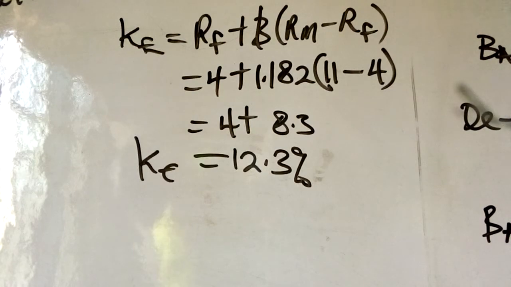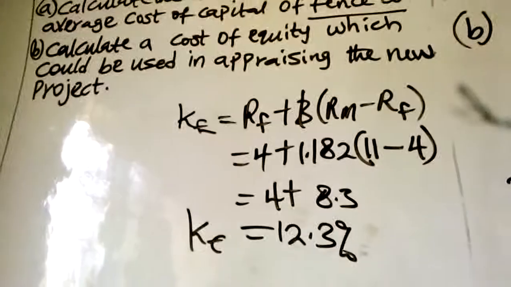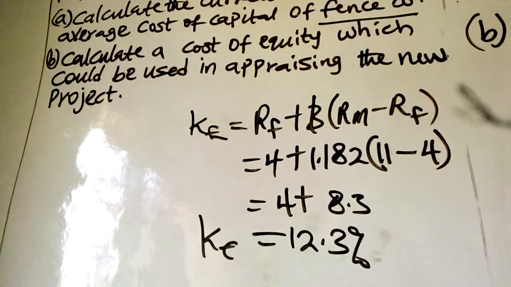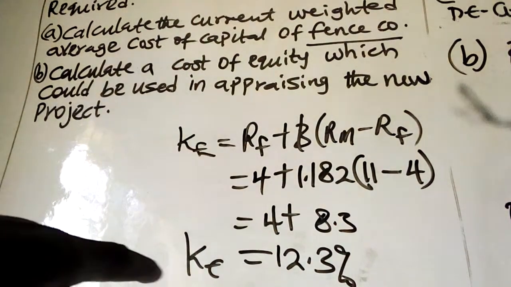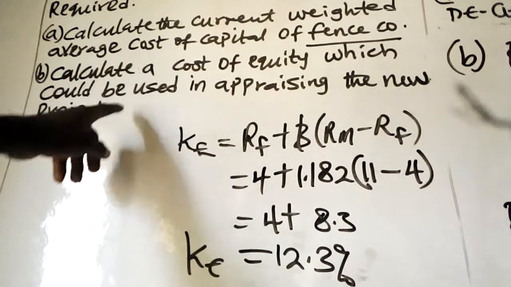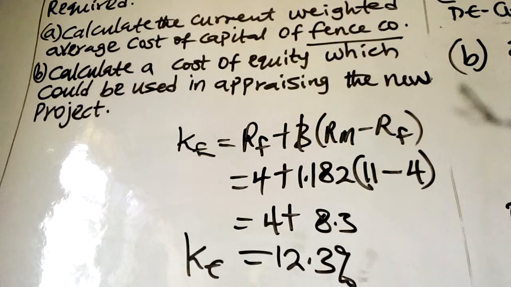So 12.3%. What you have to calculate is a cost of equity which could be used in appraising the new project. You are not to compute the WACC in B. What you have to compute is the cost of equity. That is all about that.